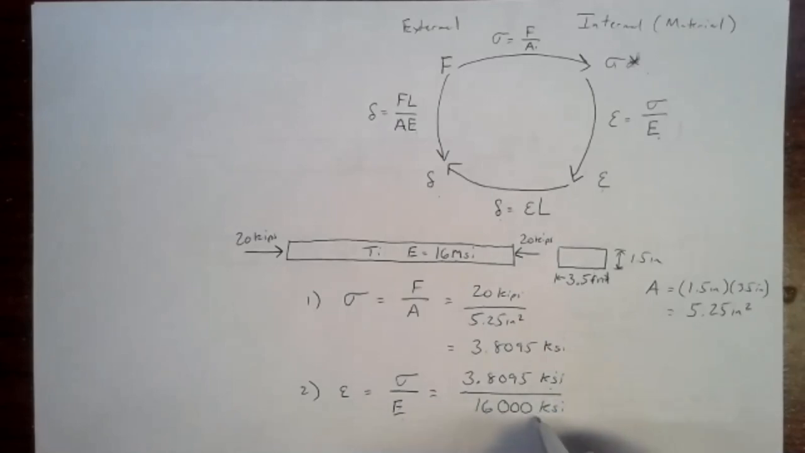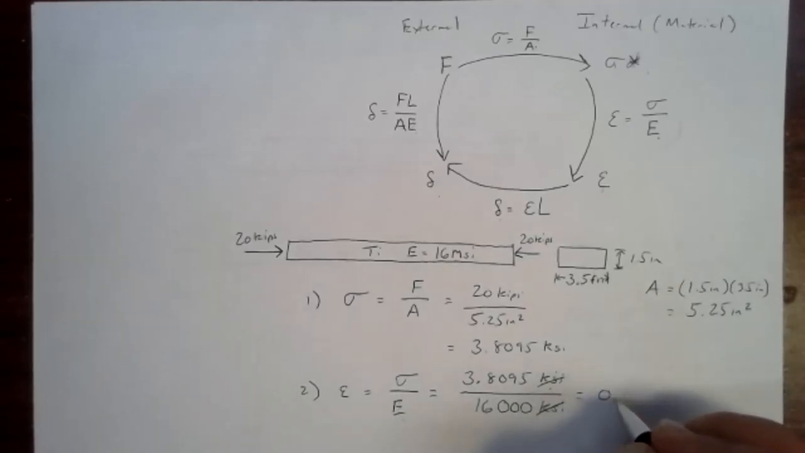So that's 16,000 KSI. Just like I've told you probably as long as you've known me, let the math tell you when to cancel the units out. Don't do it on your own. Don't just ignore them and assume they cancel out. The math will tell you when it cancels out. So we can take our 3.8095 and divide it by 16,000. And that tells us that we get a strain of 0.0002 3809.